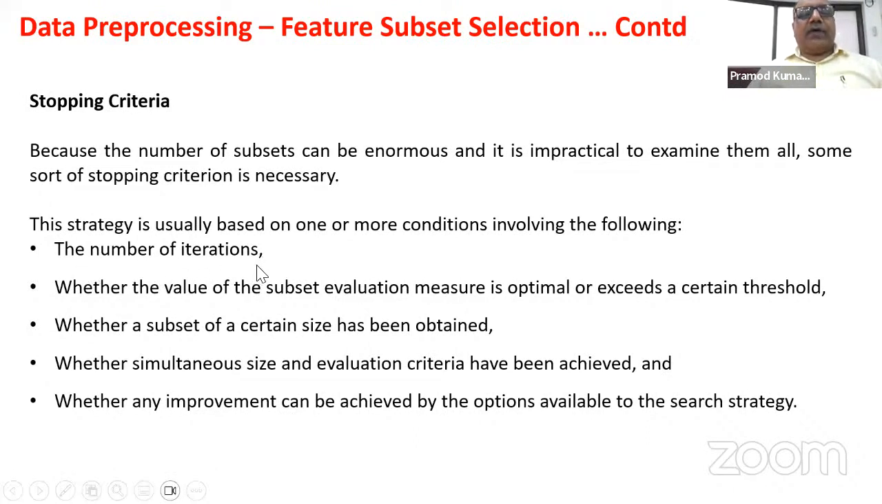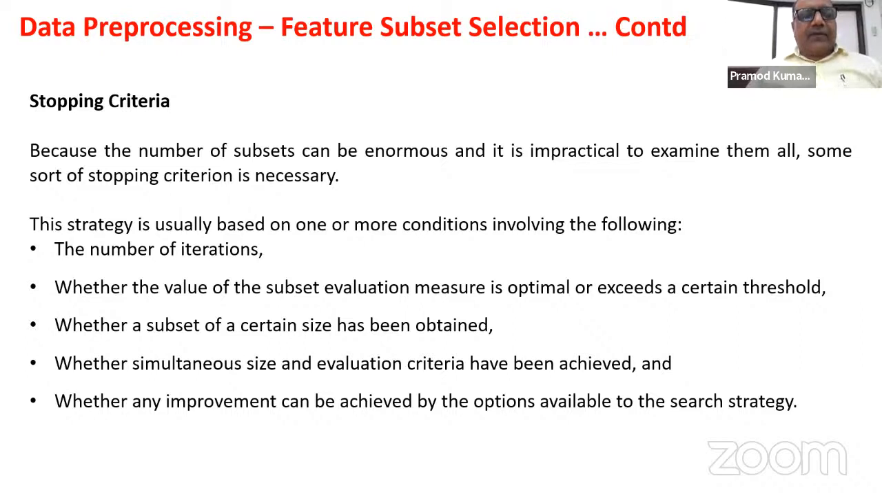The number of iterations: suppose I say that I will go for 50 subsets, and among those 50, whatever is the best one, I will take it. It doesn't matter whether it is the best or far away from the best, but I have exhausted the 50 search iterations. 50 iterations is my limit. So the number of iterations may be one stopping criteria.